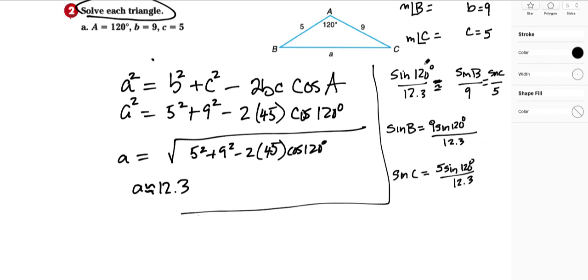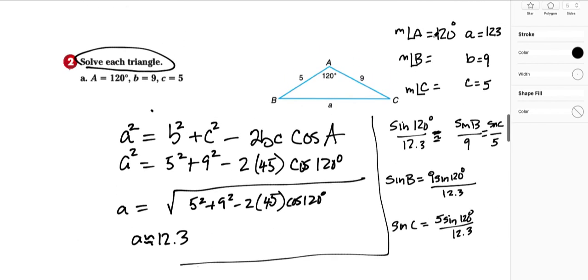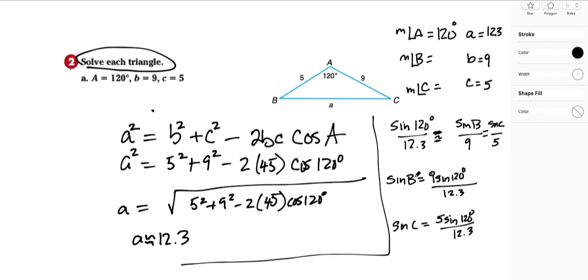So in order to find the measure of angle B and the measure of angle C, we're going to have to do the arc sine of this and the arc sine of this. So when we get our calculator, we take the arc sine of each of those. We get 39.3 degrees for B and 20.7 for C. So that's what solving the triangle looks like.